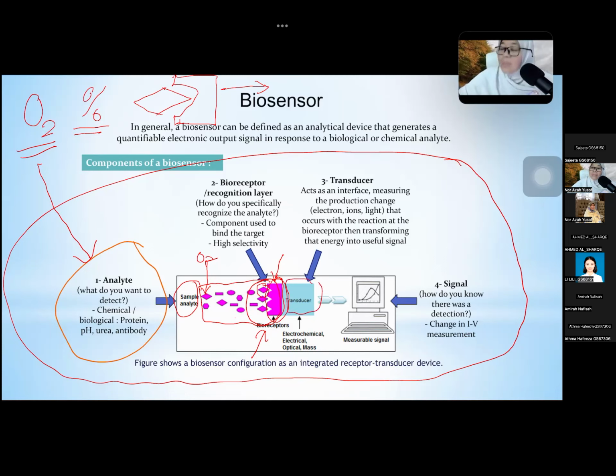The transducer is something we are going to discuss after your break. So what you should understand now is that the analyte is something you wish to measure, because sensing is about detecting. Like when we walk to the shopping complex and the door opens because it detects somebody. So sensing is about detecting, and that's why we need something that we want to detect, which is the analyte.